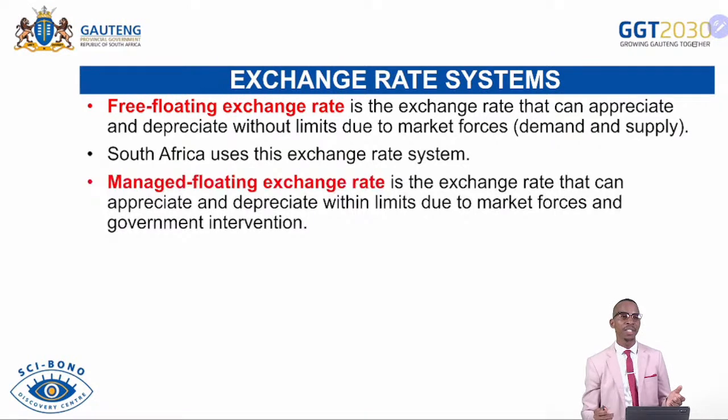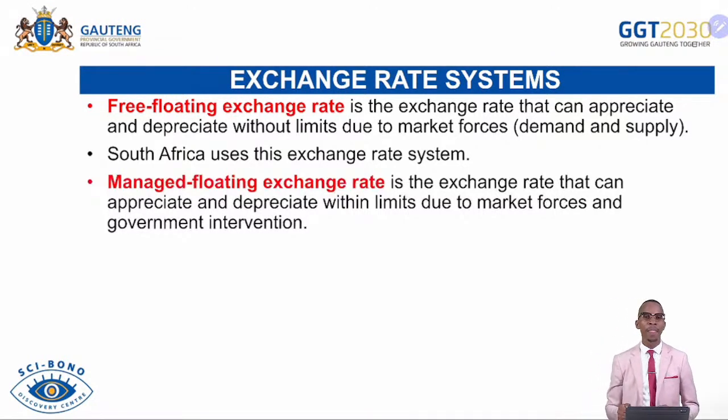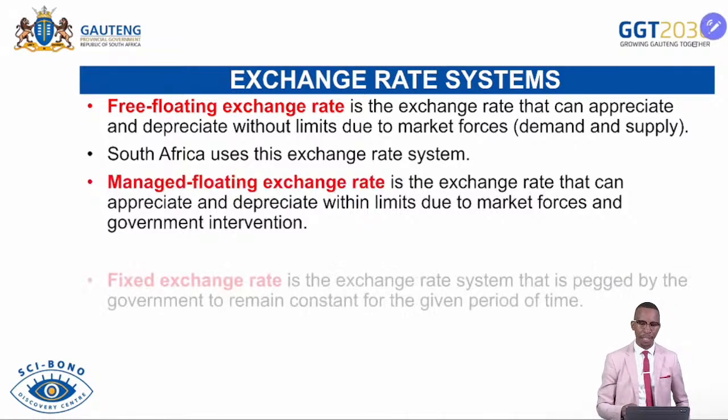Maybe the government can say South African rand against US dollar. If ever the rand is appreciating, it can only appreciate up to 7 rand to $1. If it's depreciating, it can depreciate maybe up to 12 rand to $1. So it will float between 7 rand to 12 rand. That's why we say it's floating, but it is managed, it's not free, because there are some boundaries that have been predetermined by the government.